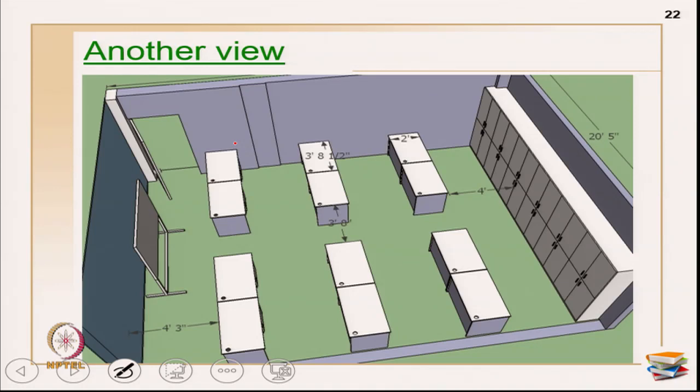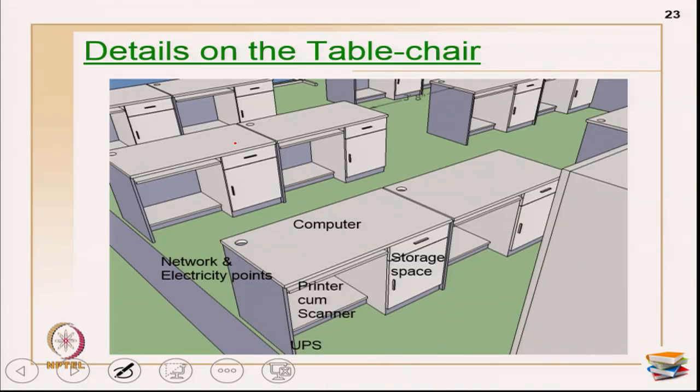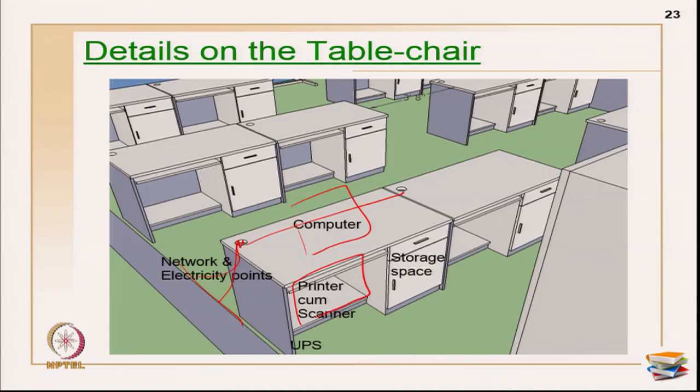This is another view of the same building structure. Now, coming back to the table chair arrangement alone. Okay. So, the computer was planned on the table, network and electricity points were planned through the walls and to the seats, and it used to come below this, and then for this table also. A printer cum scanner was planned to be here, and there was a small provision for putting in the UPS, and storage space. So, all student related activities have been accommodated here. Okay.